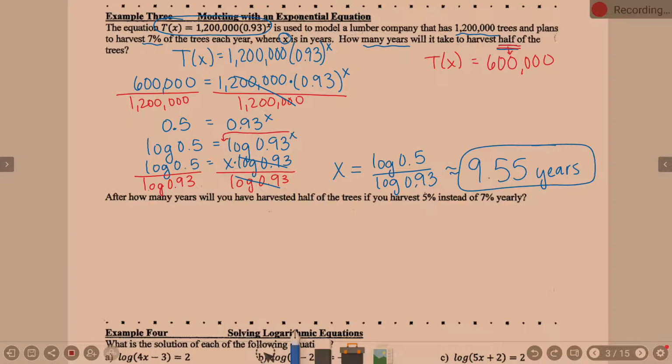Something in Math Excel, of course, they would tell you how to round. I wasn't going to necessarily work the next one out, but I was going to at least address how you would set it up. After how many years will you have harvested half the trees? So still half the trees, but if it says if you harvest 5% instead of 7%, what does that change? If we're still harvesting half the trees, but 5% instead of 7%.